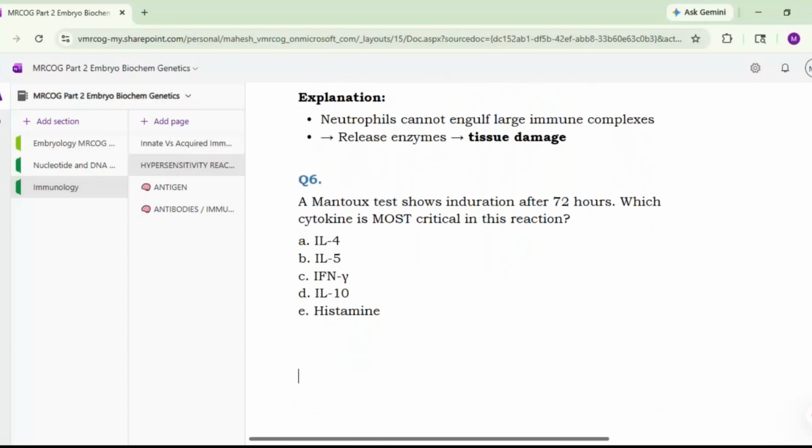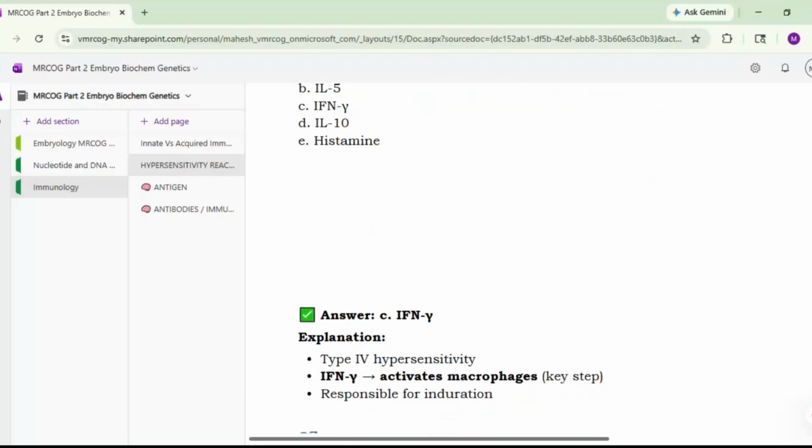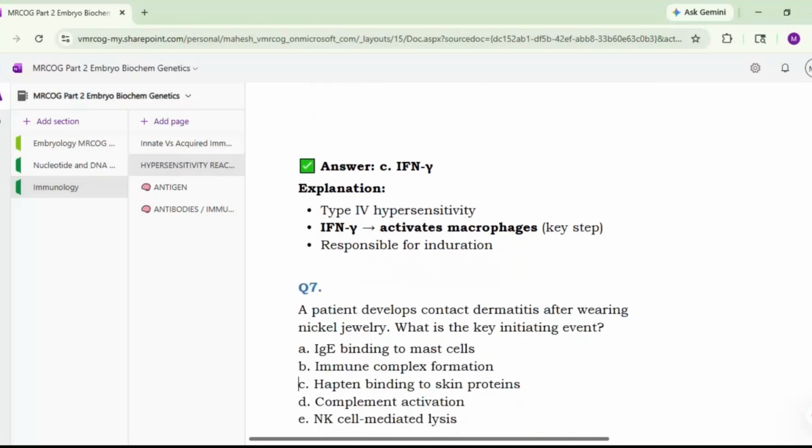Next. A Mantoux test shows induration after 72 hours. Which cytokine is most critical in this reaction? Interleukin 4, interleukin 5, interferon gamma, interleukin 10, or histamine? It is interferon gamma. Type 4. This was the last concluding take-home message we discussed. Type 4 hypersensitivity, interferon gamma activates macrophages responsible for induration.